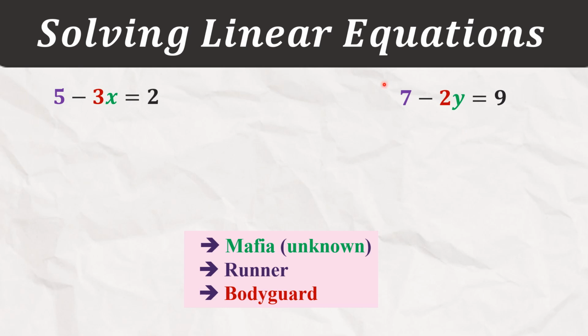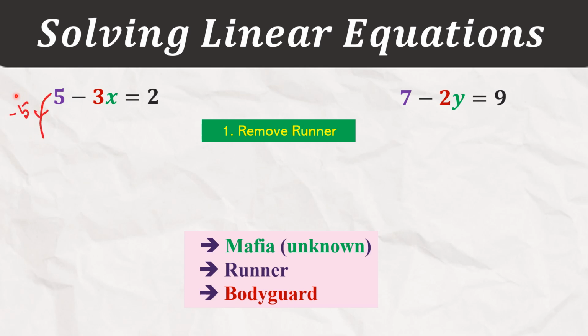To do that, the first step is we have to remove the runner. Let's take a look at the first equation. I'm going to remove the runner, which means I have to remove 5. To do that, I reverse the operation, so it becomes minus 5. Then I do the same on the right hand side, minus 5. When I simplify this, I get negative 3x equals 2 minus 5. Simplifying the right hand side again, I get negative 3.